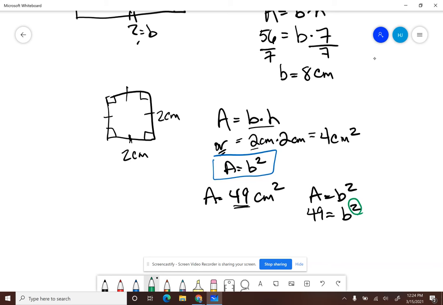Because I need to know what b is, but right now it's being squared. Well, again, the way that we undo or the inverse of squaring something is to take the square root of it. Okay. So if I take the square root on one side, I have to take the square root on this side as well. And now we understand pretty quickly that the square root of 49 is in fact 7. 7 times 7 would make 49. So that means the base of that particular square would have to be 7.